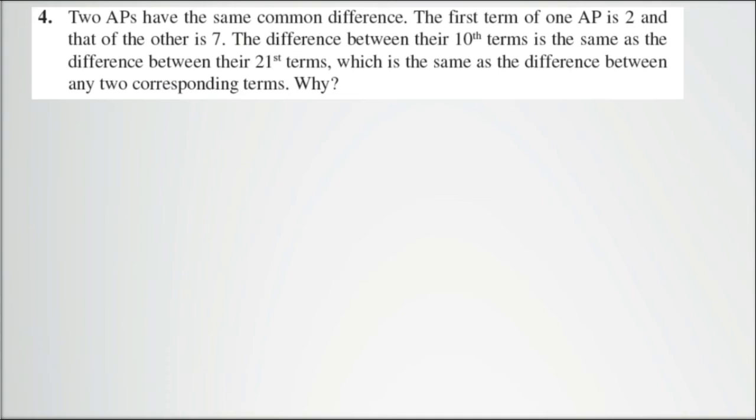Have a look at question 4. Two arithmetic progressions have the same common difference. The first term of one AP is 2 and for the other it is 7. The difference between their 10th terms is the same as the difference between their 21st terms, which is the same as the difference between their corresponding terms. Why?